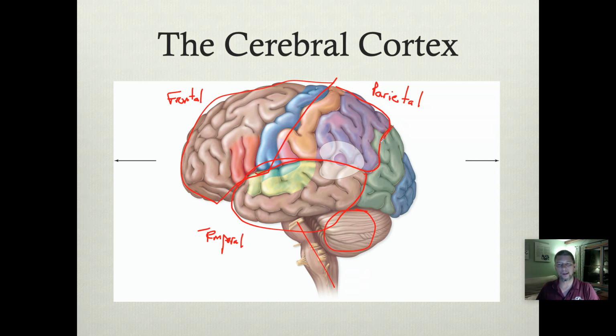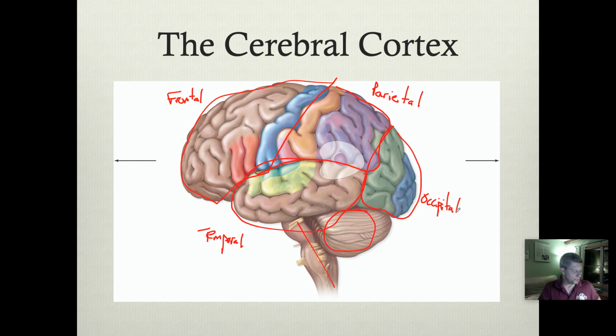And then finally, in the back, we have what's called the occipital lobe. Now remember that there's 2 hemispheres, and each hemisphere has all 4 of these lobes. So you got a left frontal and a right frontal, a left parietal and a right parietal, and a left temporal, and so on. Okay. Now, each of these lobes controls a different aspect of your cognitive abilities.